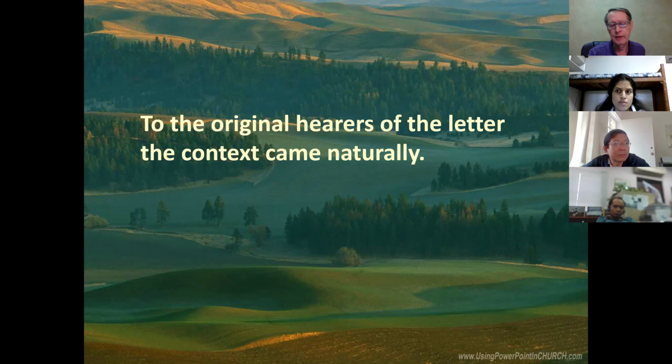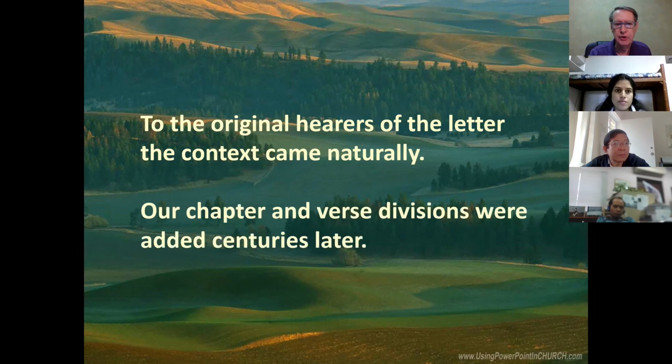We also need to realize that the chapter and verse divisions that we have in our Bibles were not original. Paul didn't divide his letters into chapters and verses. Even the words in the Greek New Testament were not divided. They were all written together as if they were one word.